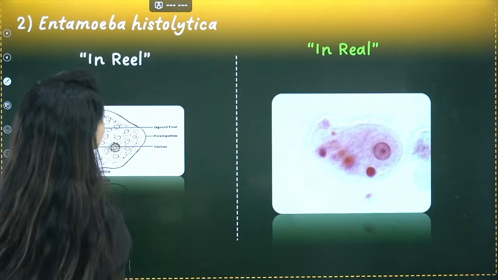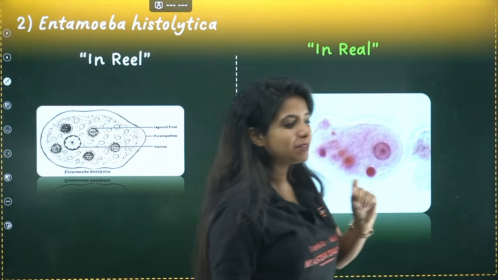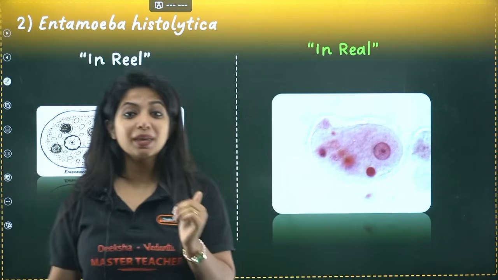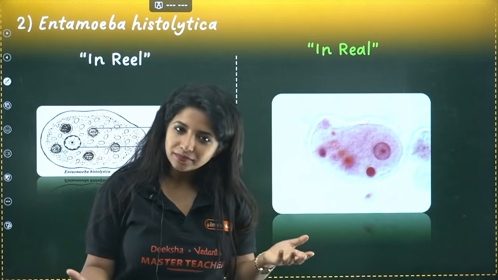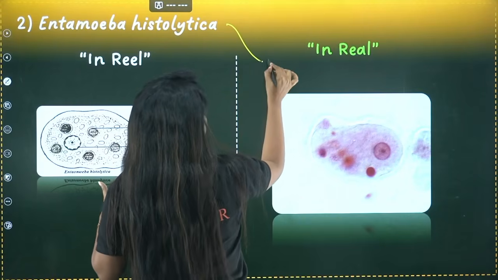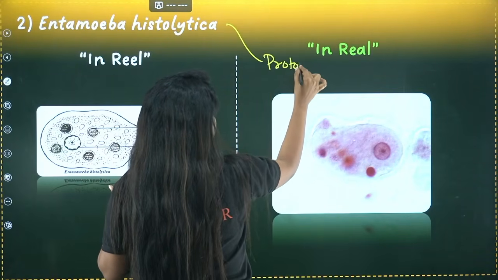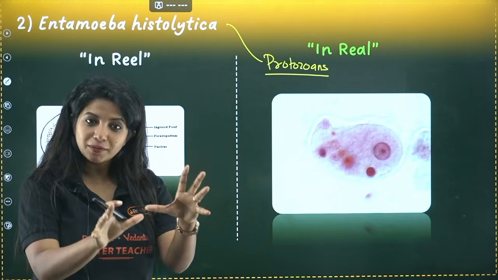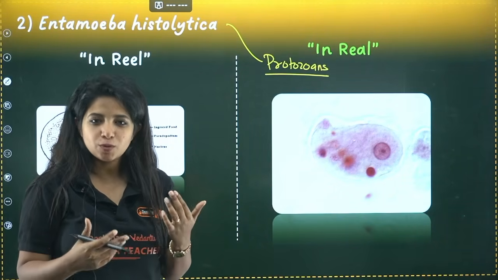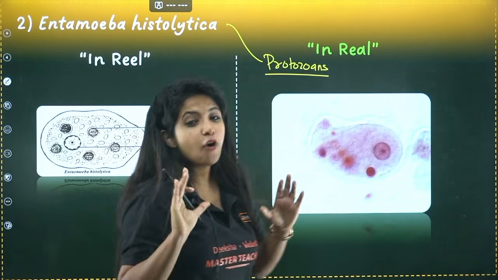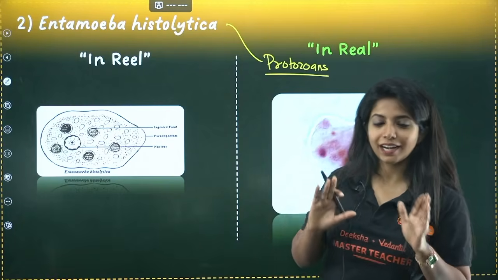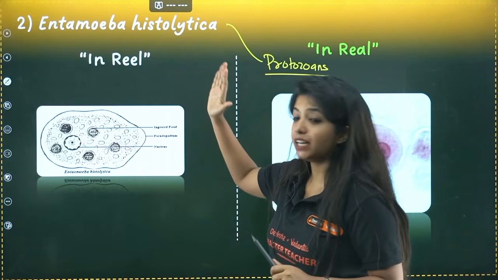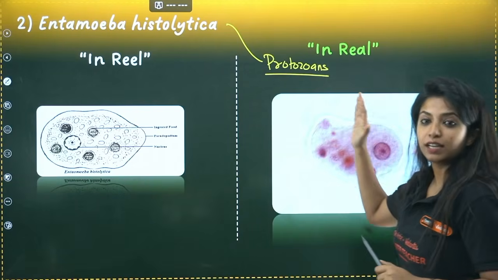Fine. The second one is Entamoeba histolytica. Entamoeba histolytica causes what? It causes amoebic dysentery. So it's an amoeba. Amoebae, my dear children, come under protozoans. For this you will not get a real-time thing in front of you. No, it's microscopic. So either you will get a slide or basically you will get a picture. That's all. So over here, in real, it looks like this.